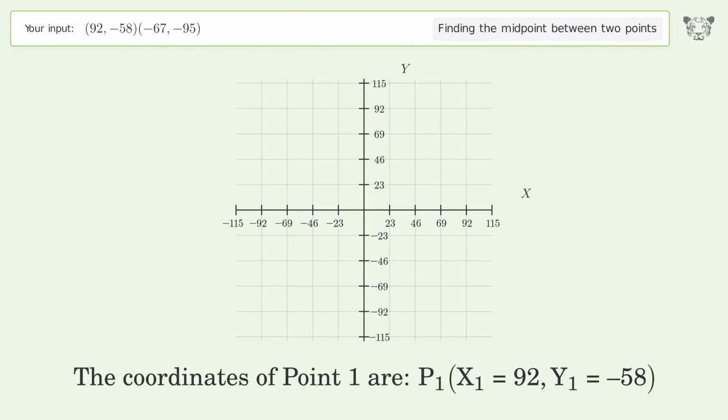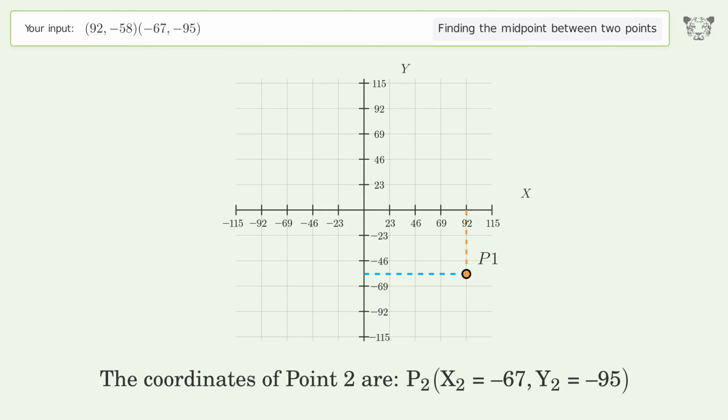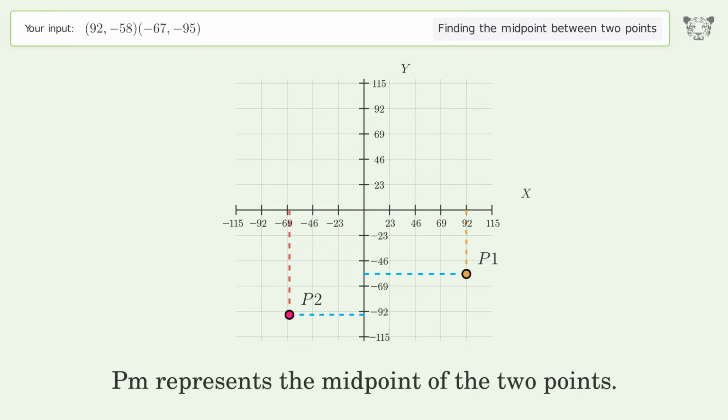The coordinates of point 1 are x1 equals 92, y1 equals negative 58. The coordinates of point 2 are x2 equals negative 67, y2 equals negative 95. PM represents the midpoint of the 2 points.